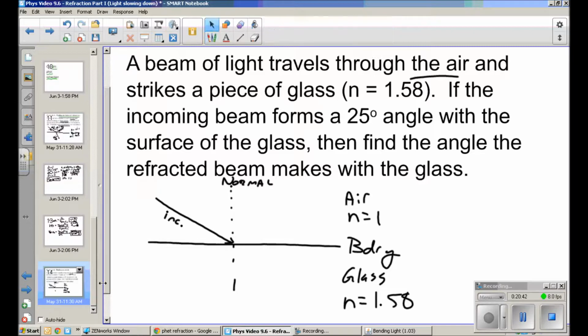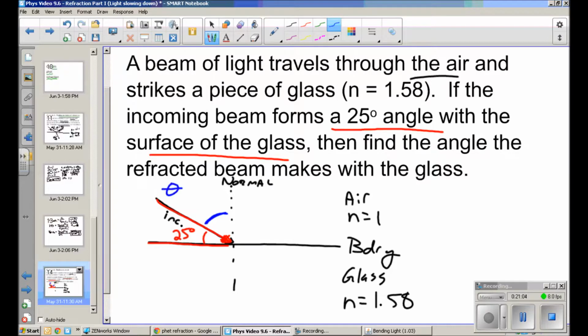Now you got to be really careful when you measure these angles, because check it out. It says the incoming beam forms a 25-degree angle with the surface of the glass. So this angle here is 25 degrees. That isn't your angle of incidence. Your angle of incidence is actually this one over here. So to find that angle of incidence, it's 90 minus 25. So it actually gives you 65 degrees for your angle of incidence. Please be careful about that.